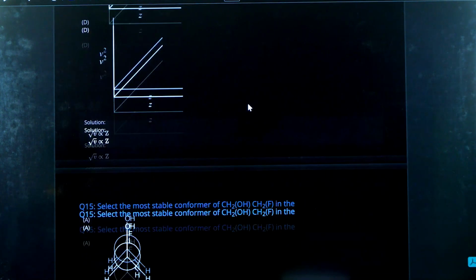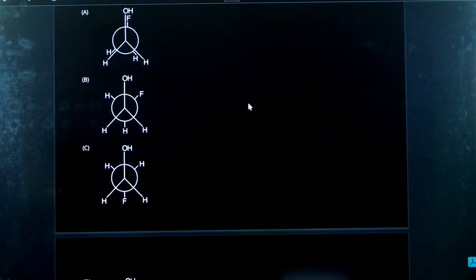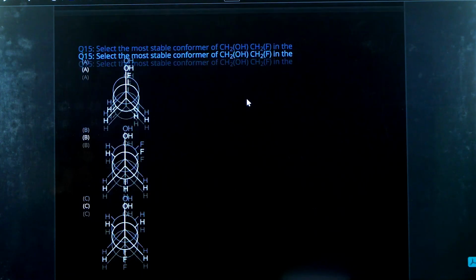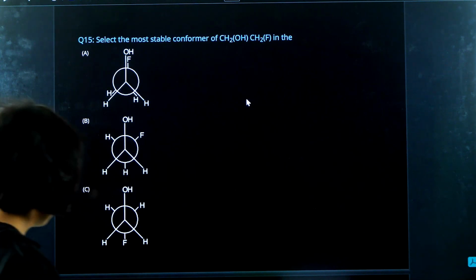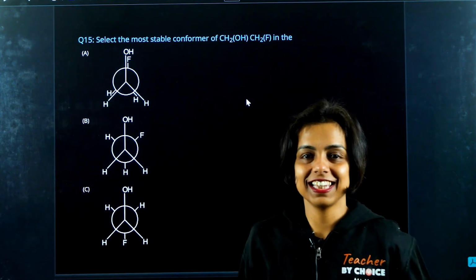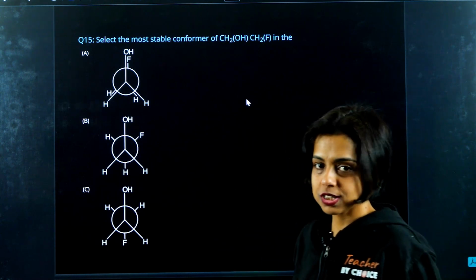This relation, direct relation, square root of nu, the frequency of X-ray diffracted, is directly proportional to atomic number. B is the answer. Very easy. I'm sure most of you got it right. Now the next question. The most stable conformer of this, the most stable conformation, and I'm sure you must have written this case in your notes, right?